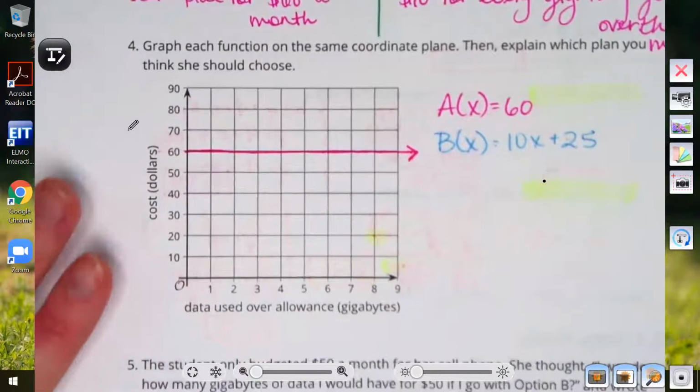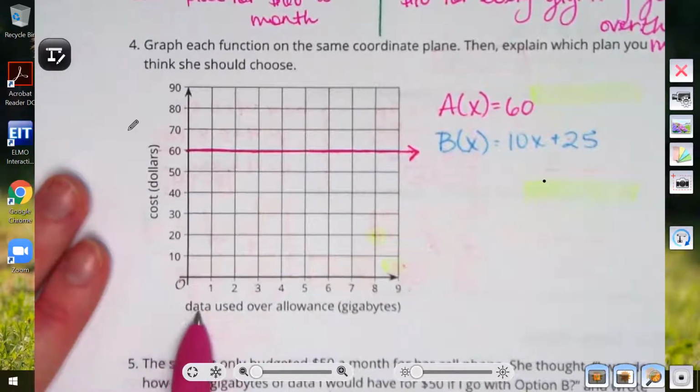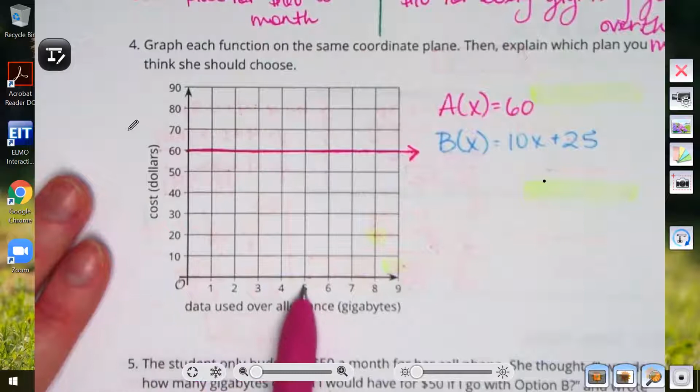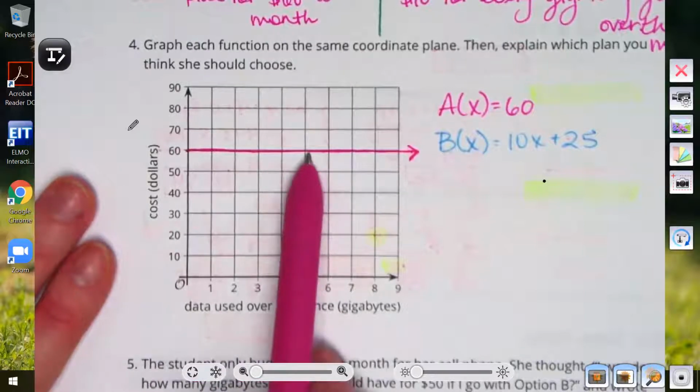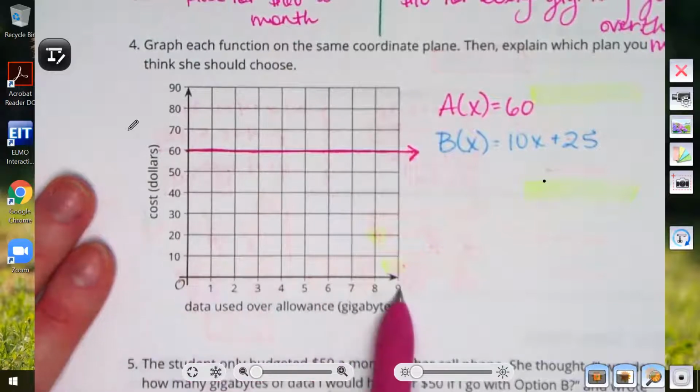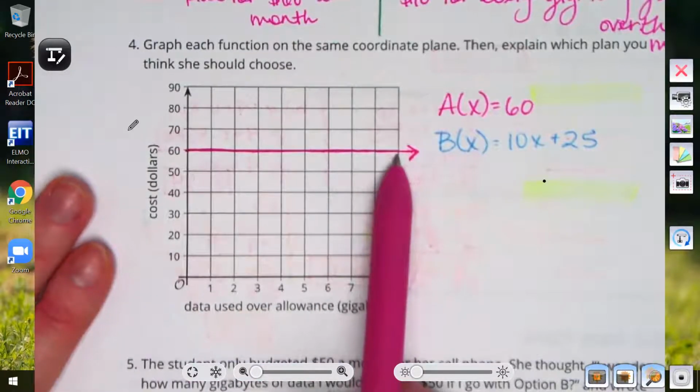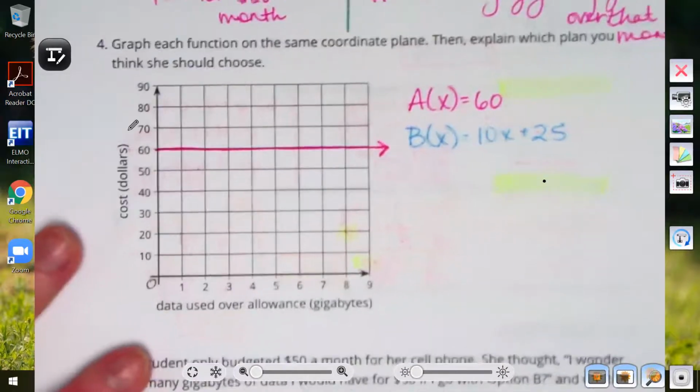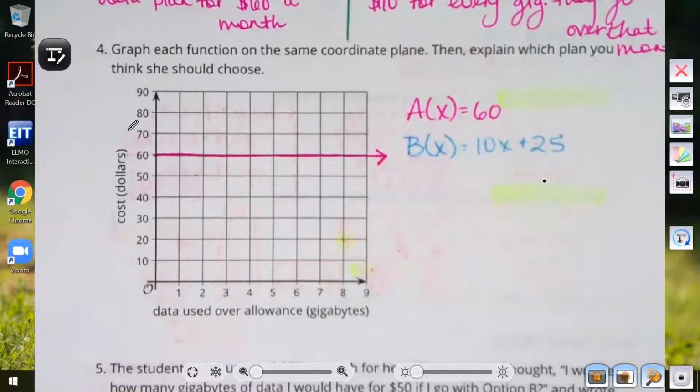Okay, so if we look at it and we say, okay, Miss Frisbee went over 5 gigs this month. How much is she paying? 60. Okay, Miss Frisbee went over 9 gigs this month. How much is she paying? $60. Okay, that's how you're reading it. All right, now let's do B. Again, if you do not have another color at home, make this a dotted line so you can tell the difference. Okay, mine's going to be blue.